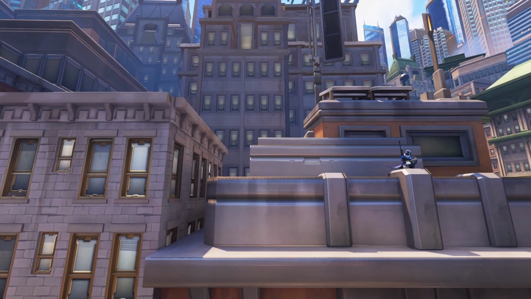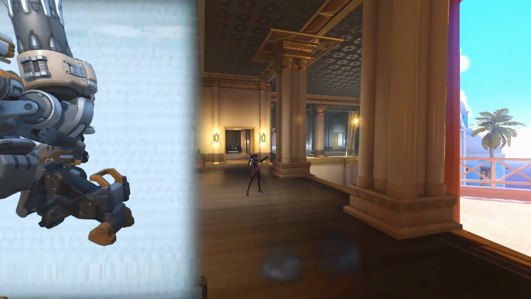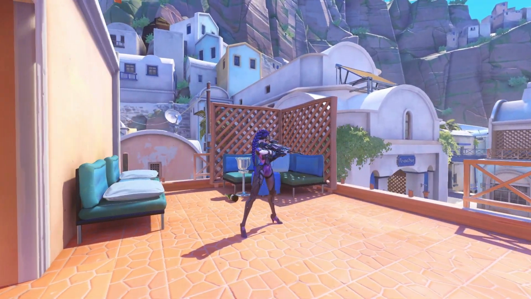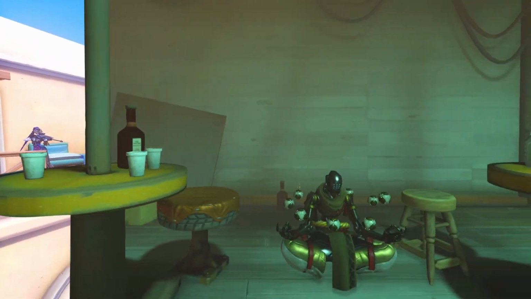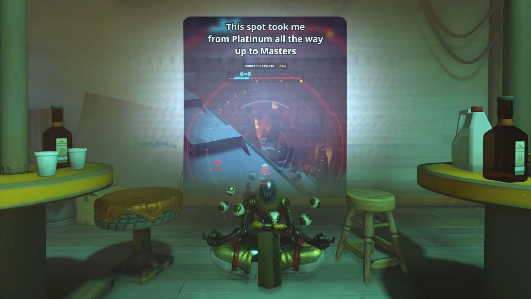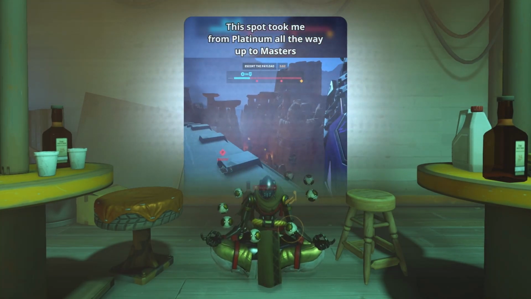Obviously, this spot would be really useful for competitive and could be used as a cheesy way to climb, but I want to trigger the viewer a bit. I want to get this TikTok to occupy some space in the viewer's brain. So I write the following sentence: "This spot took me from platinum all the way up to masters."